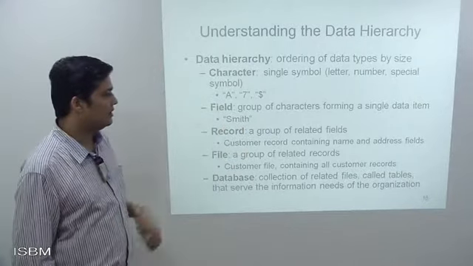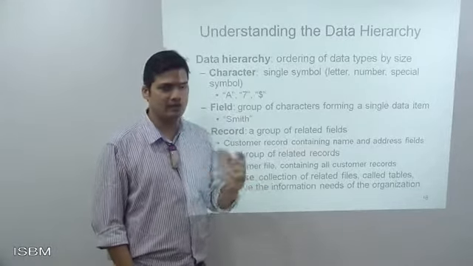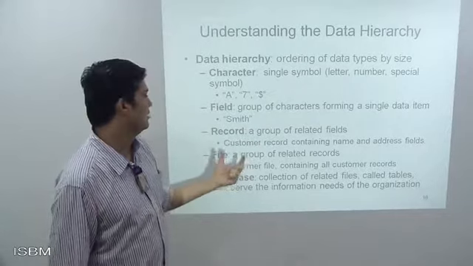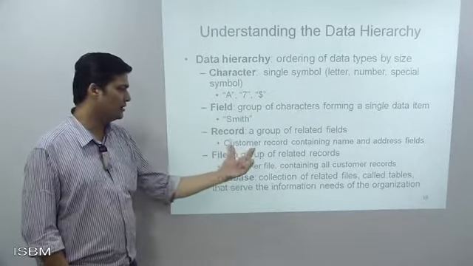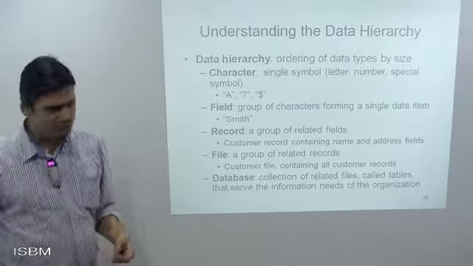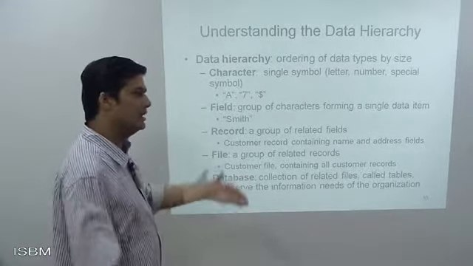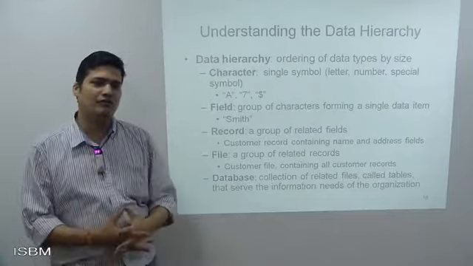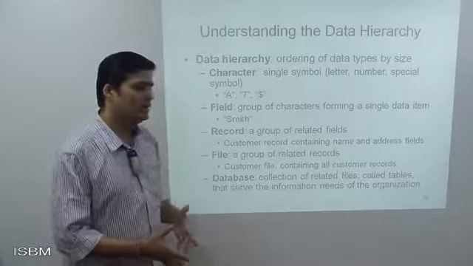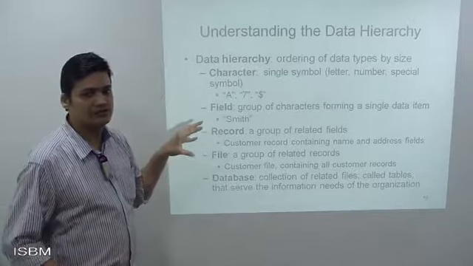Then we have a record, a group of related fields, just like a customer record, accounting record, employee record, or student record, whatever record you want. A file is a group of related records. A customer file contains all customer records. In the banking system, we have an account file where all the accounts are kept, savings accounts and current accounts. On the basis of that, we can bifurcate the data, so they maintain those records in the file.